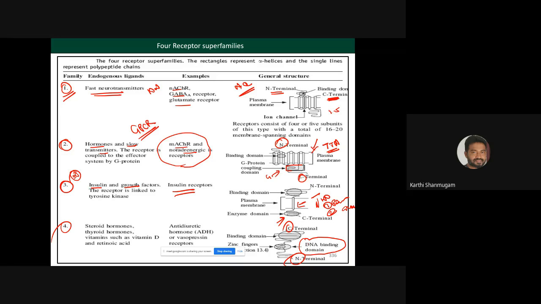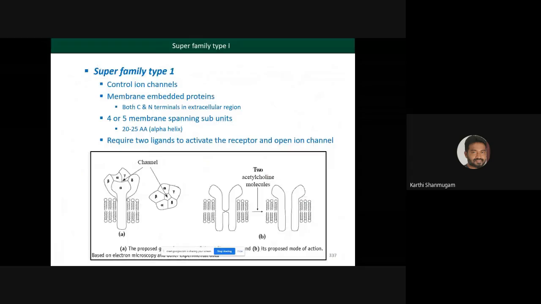These are the proteins which control the transcription and translation process effectively, and the endogenous ligand molecules are steroid hormones, thyroid hormones, and vitamins. These are some of the endogenous ligand molecules that activate or inactivate the superfamily type 4 receptor, right? We'll see the more detailed mechanism of each superfamily.